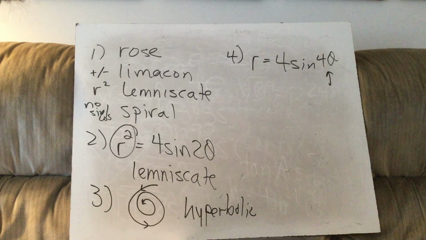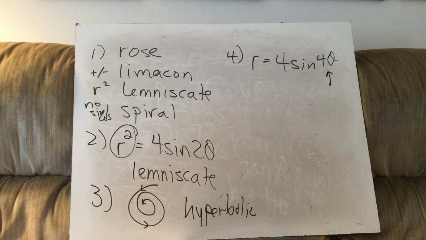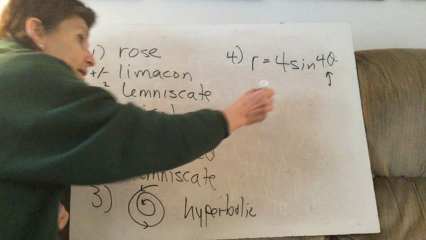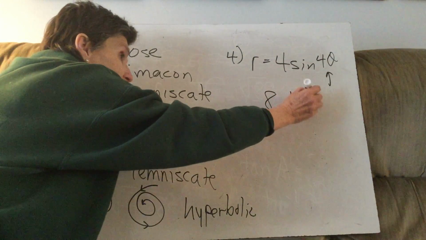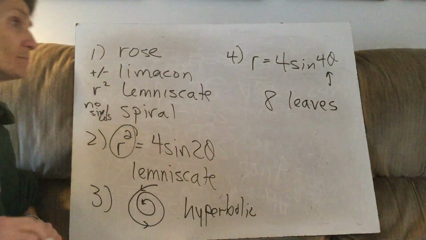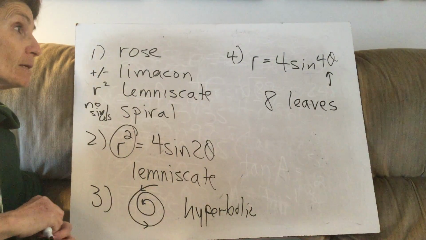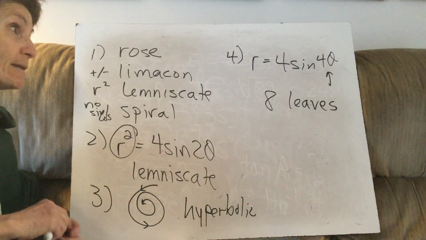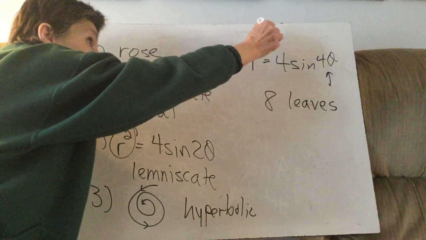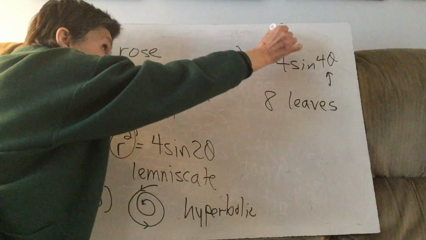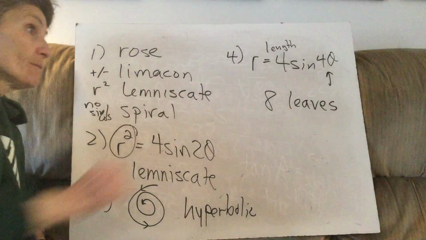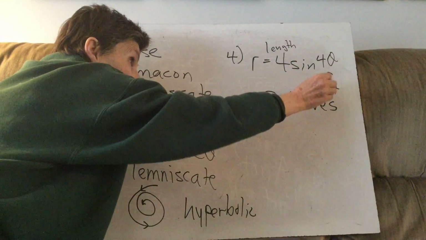If that number is even, there are twice that many. So this problem has 8 leaves. If that number is odd, that's how many there are. But this is even, so there are 8 of them. Remember, this number here controls the length of the leaves. This controls the number of the leaves.